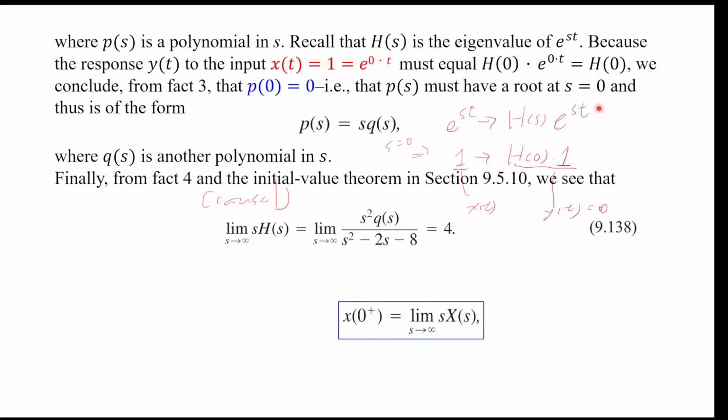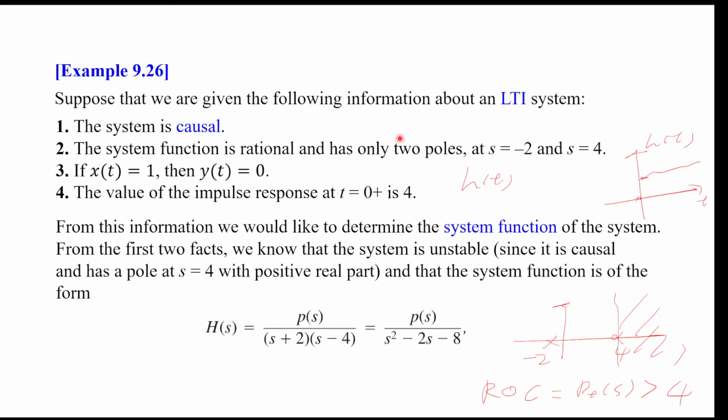So P of 0 equals 0, and then we can factor out a root at s equal to 0 for P of s, so P of s should equal s times another polynomial Q of s. Finally, we need to use this weird condition that says h of t at 0 plus equals 4.